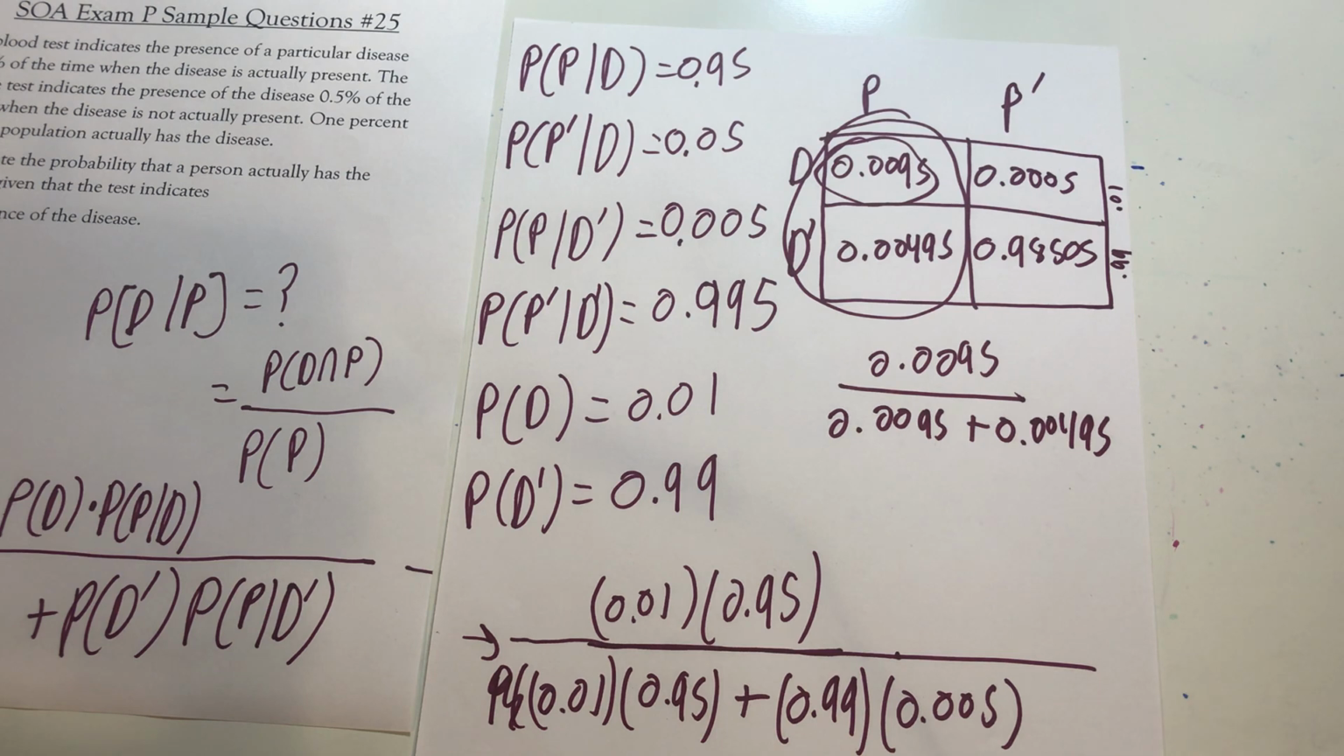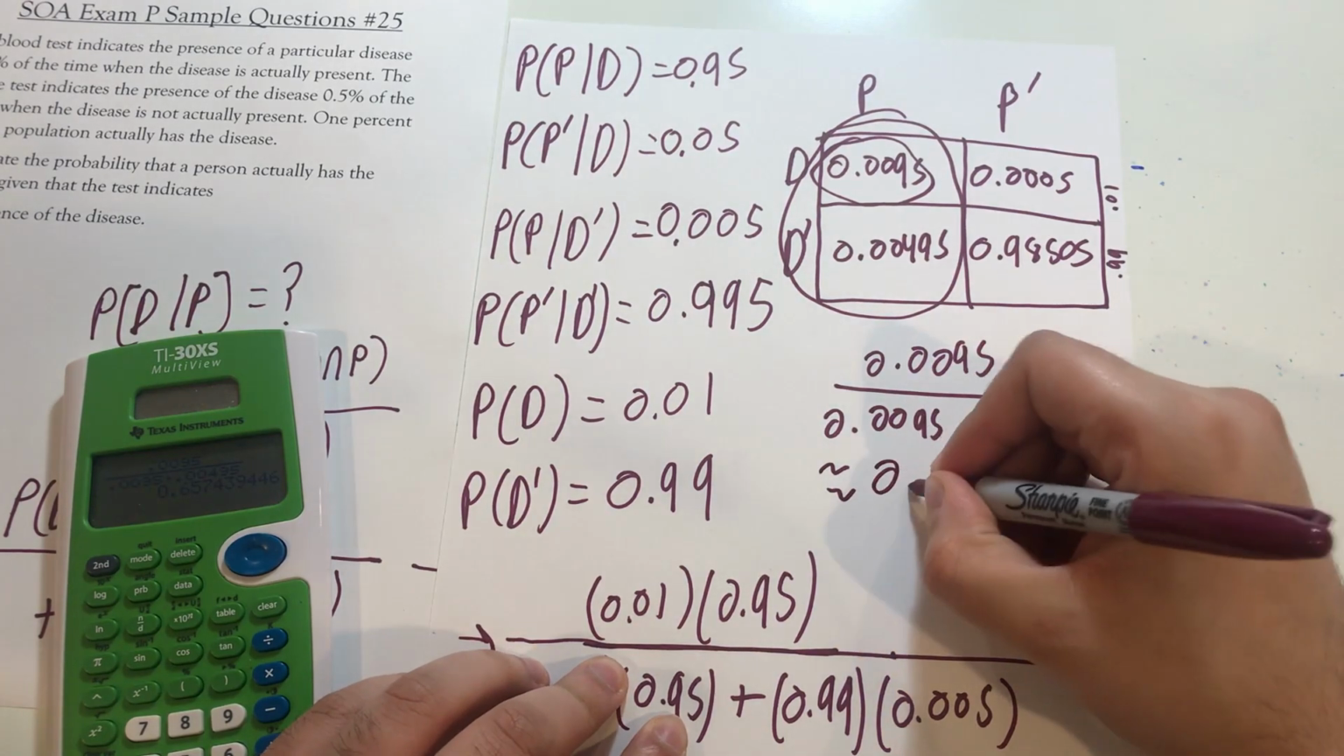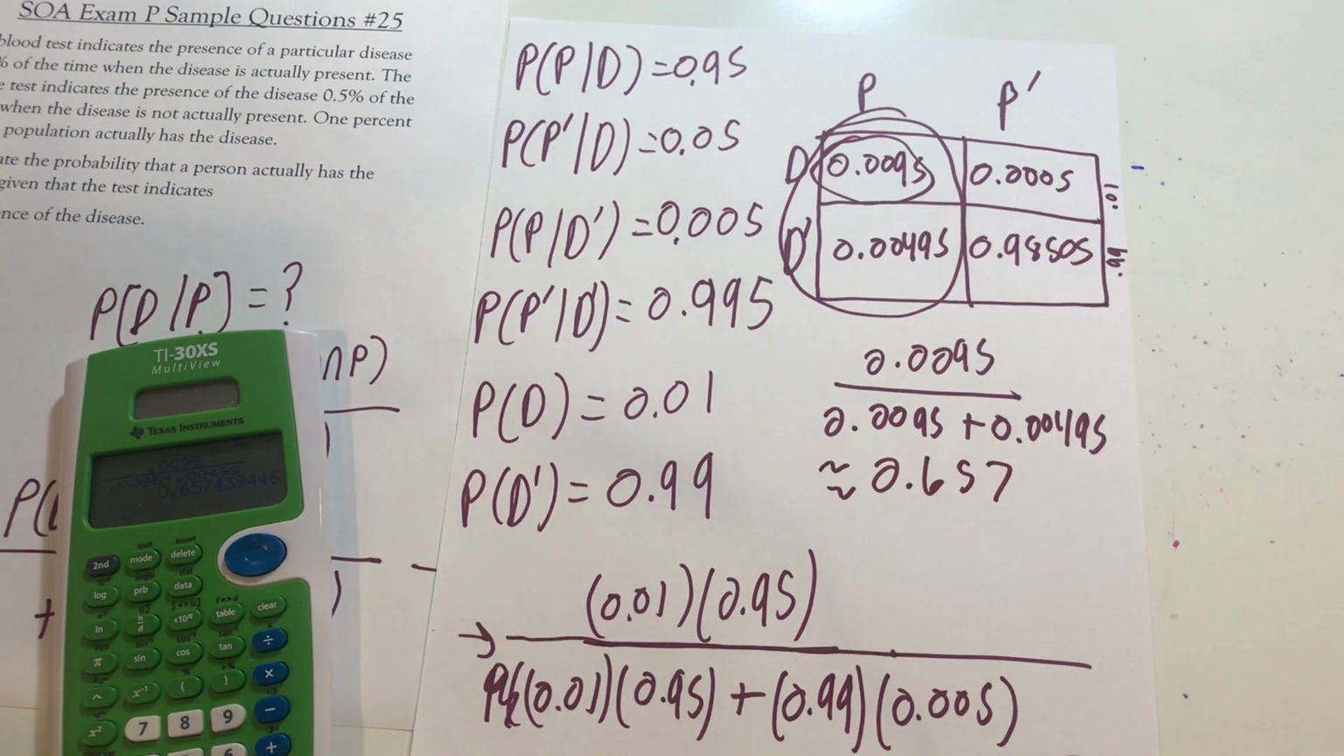So calculating this, I should get the same answer. So 0.0095 over 0.0095 plus 0.00495. And I get the same answer of approximately 0.657. So those are two separate methods to getting the same answer. And I think both work equally well. I would use both. I do use both.